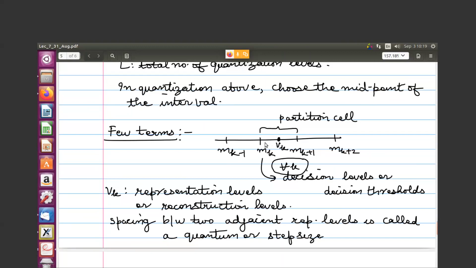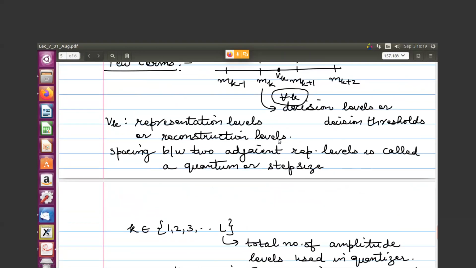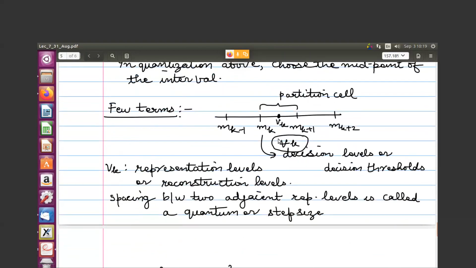We will choose that if your sample lies anywhere between m(k) and m(k+1), you will choose the midpoint, v(k). So v(k) is now the value for the sample which entered the system. Suppose something which entered the system lies here. Then you will say that the value is now v(k). This is some sort of a mapping, and what I feel is that this cannot be recovered.